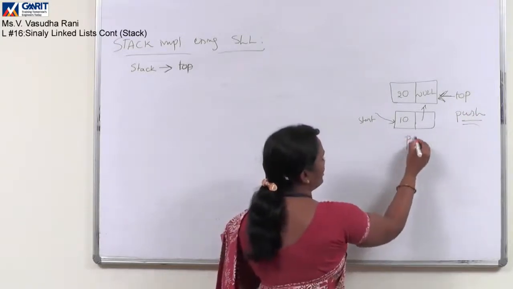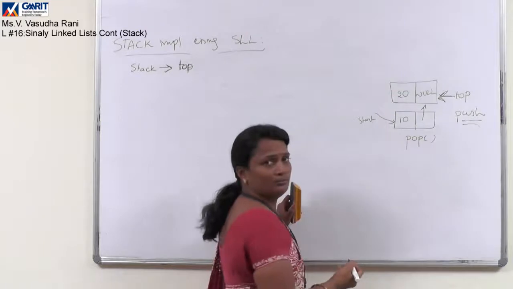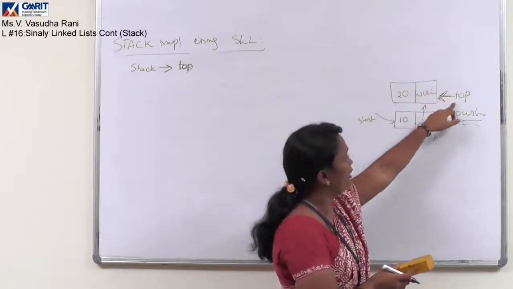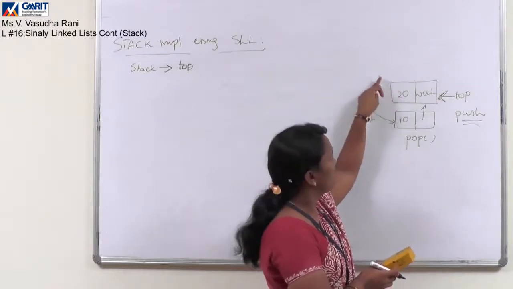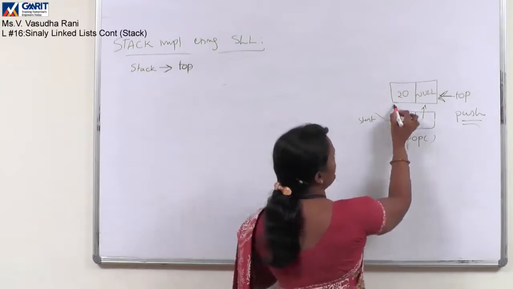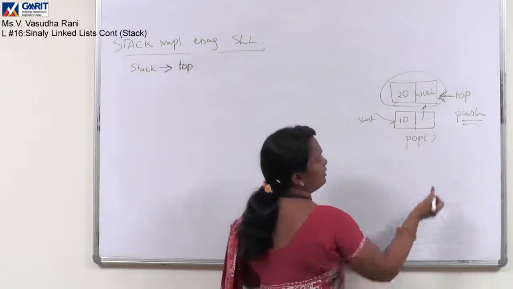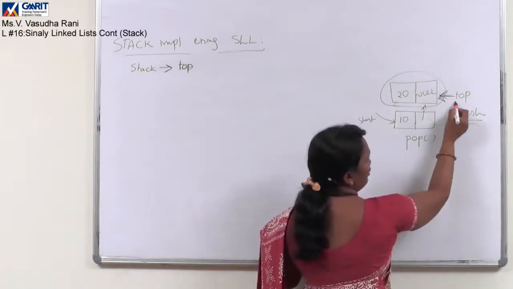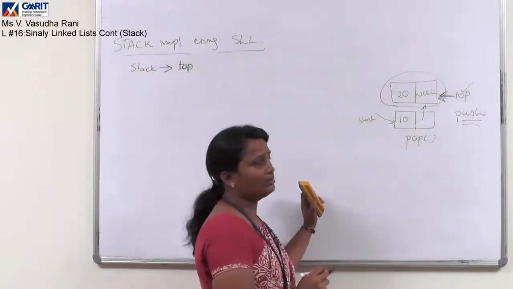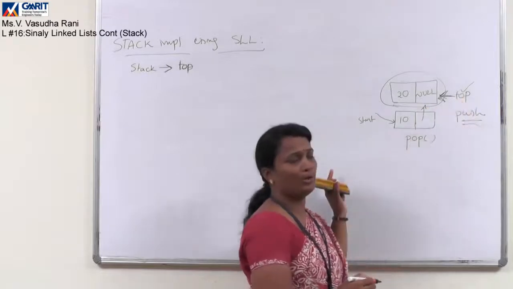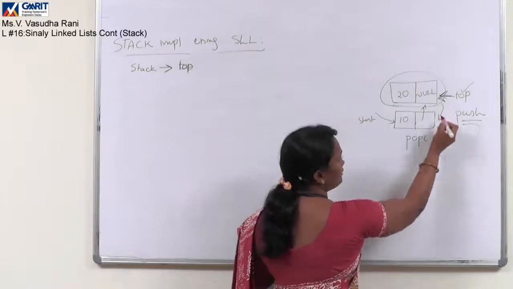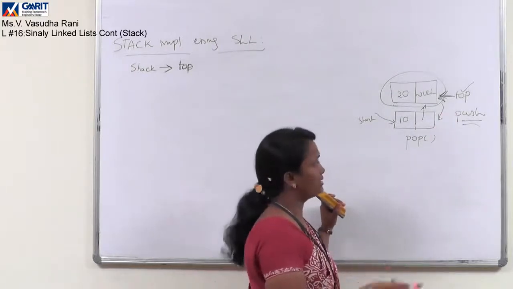What about our pop operation? Pop means only the node referred to by the top pointer can be deleted first. So this particular node, referred to with top, can be easily deleted, and you can free that node by using the top pointer, free of top. But the node below this top should be treated as the next top.